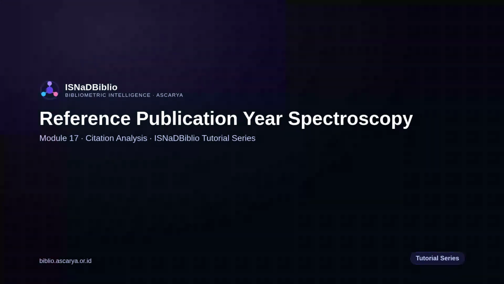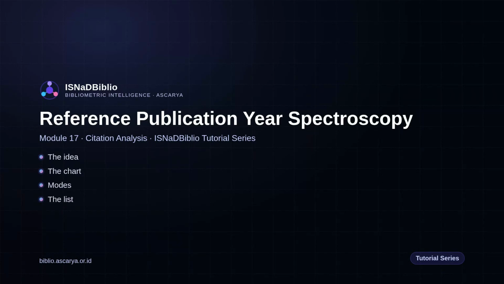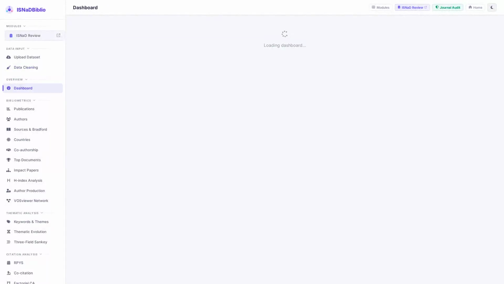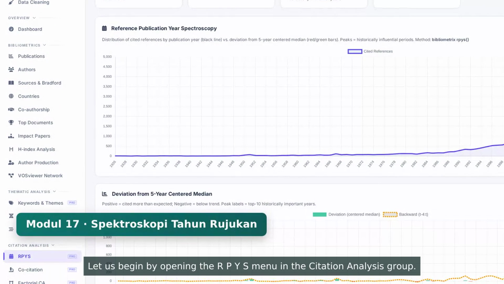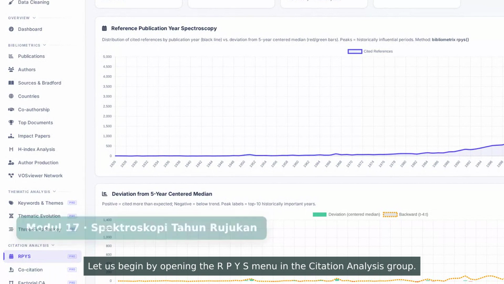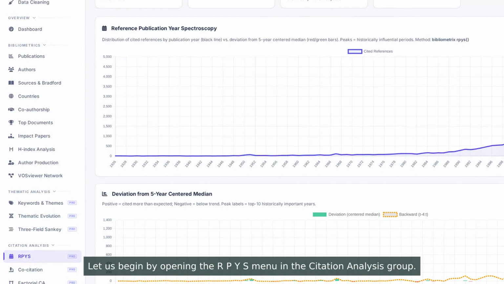In Module 17, we examine RPYS, short for Reference Publication Year Spectroscopy. This method traces the publication years of every entry in the reference lists in order to uncover the older works that form the intellectual roots of a field. Let us begin by opening the RPYS menu in the Citation Analysis group.